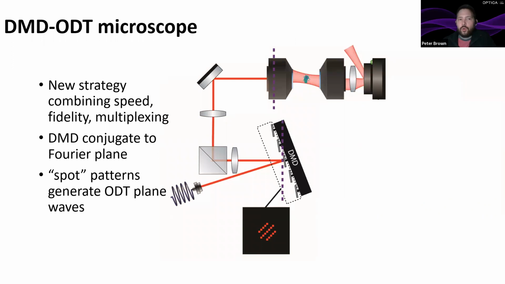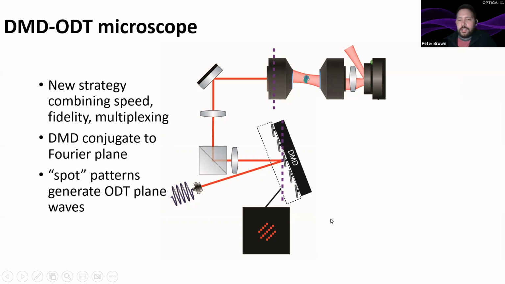Over the past year or so, we've been working on building an ODT instrument that uses an alternative pattern generation strategy to avoid making these trade-offs. So our strategy is able to combine extremely high-speed binary patterns with high-fidelity patterns, as well as multiplexing 10 to 100 plane waves in a single shot. A diagram of our optical setup is shown here.